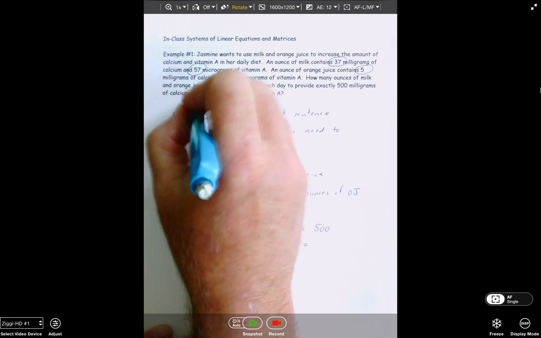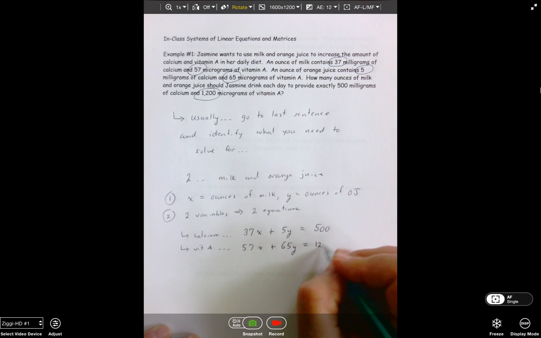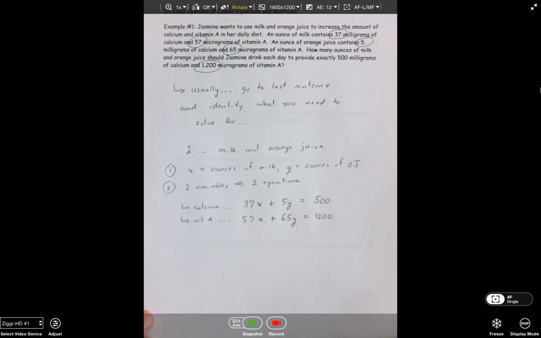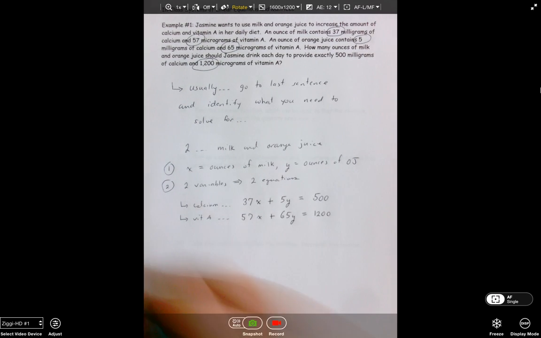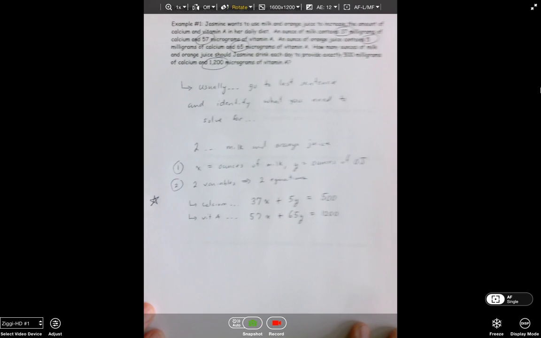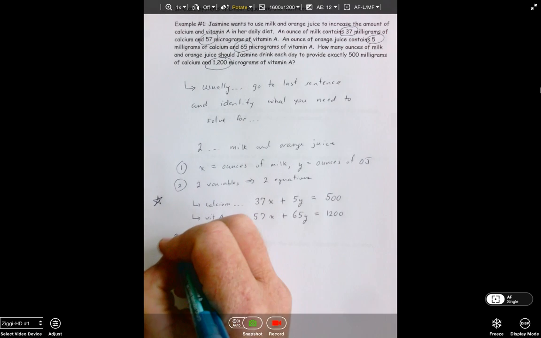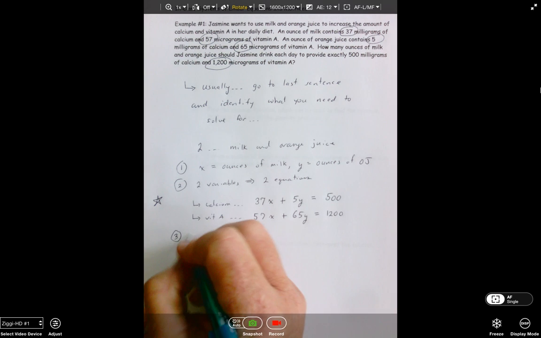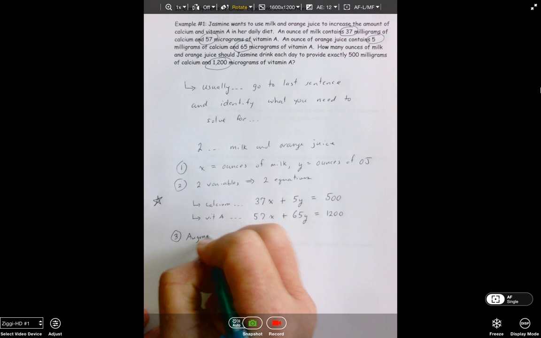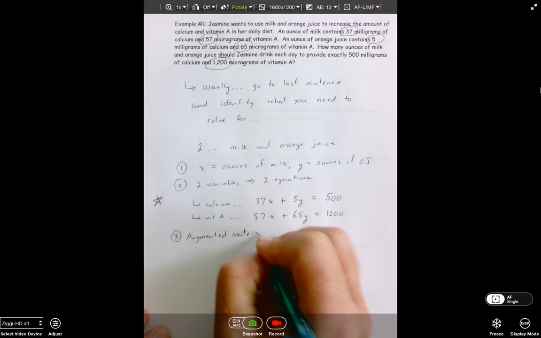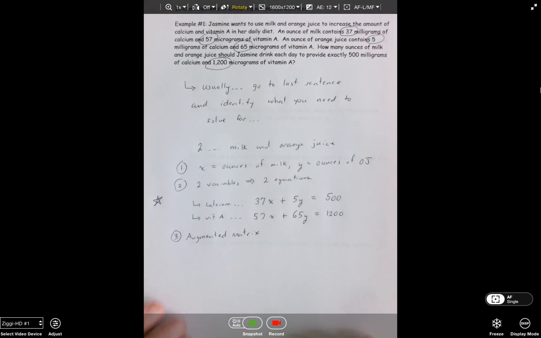I have a total of 1,200 micrograms of vitamin A. Now, I've got this set up, and I'll tell you, this second part is the hardest, because I've made it easy on you now with this whole augmented matrix thing. So the third step is to create an augmented matrix.